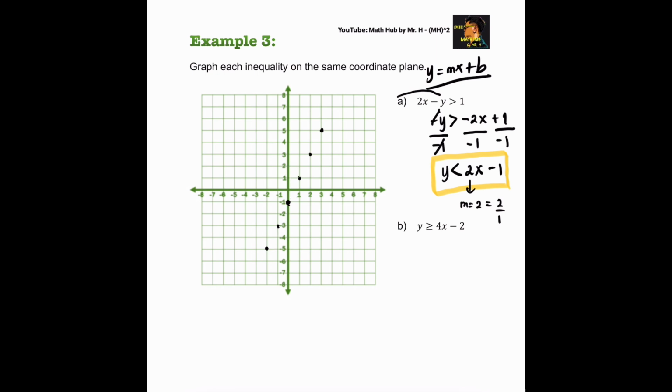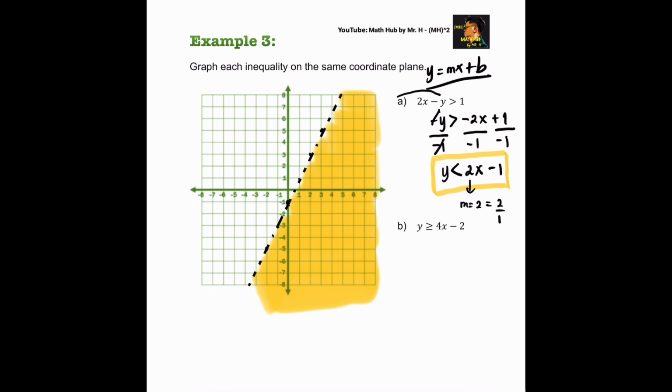All right, since for letter A, the inequality symbol that we will follow is less than, so it should be a dotted line. All right, so that's the line graph for letter A. And since the inequality symbol is less than, we will be shading the area below the line. That is the correct region to shade for letter A. All right, so you can pause the video and graph letter B.